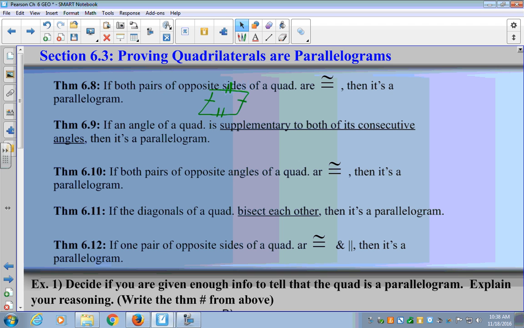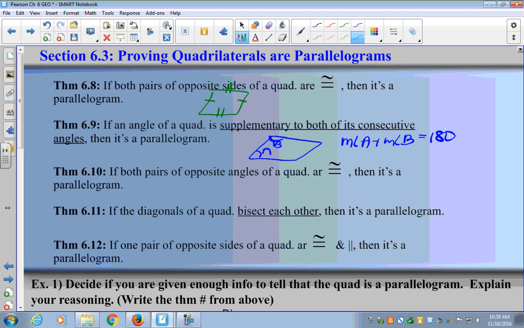And then Damien, who's going to read 6-9 for us? If an angle of a quadrilateral is supplementary to both of its consecutive angles, then it is a parallelogram. All right, so let's draw the picture that goes with 6-9. So let's throw down your parallelogram. If I have angle A and angle B, and if the two angles are supplementary, then it is a parallelogram.